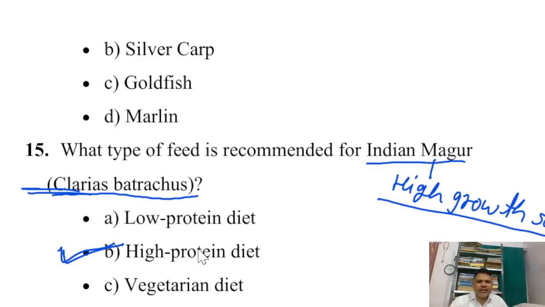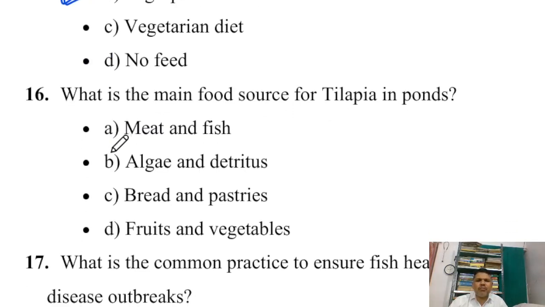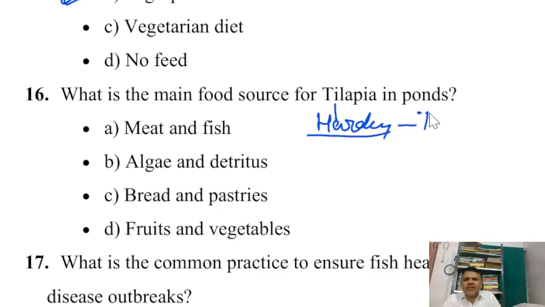Next one is question number 16. What is the main food source for tilapia in ponds? Tilapia is one of the most popular fish in aquaculture, and it is a very hardy fish. Hardy means it has a wide range of tolerance. It can tolerate very diverse types of habitat, so it is good for aquaculture practices. The main food of this fish is algae and detritus. So the correct option in question number 16 is B, algae and detritus.